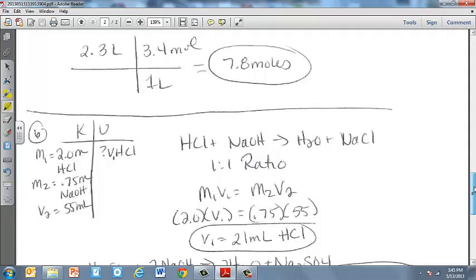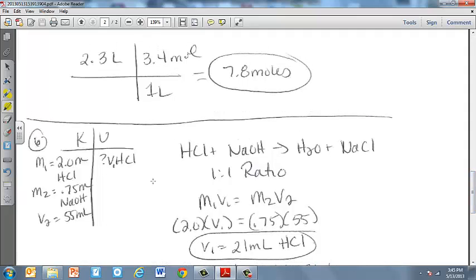Okay, number 6 is a titration. Now remember, when you do a titration problem, you need to write the balanced chemical equation to establish the fact that it's a 1-to-1 ratio or it's not a 1-to-1 ratio. So you do that by just writing your equation. So this first one is a 1-to-1. You're looking for the volume of hydrochloric acid that's at 2.0 molar to completely neutralize 55 mL of 0.75 molar sodium hydroxide. And you get the right answer of 21 milliliters of hydrochloric acid. And since it's a 1-to-1, you don't have to do anything.